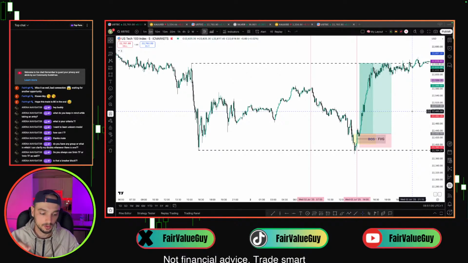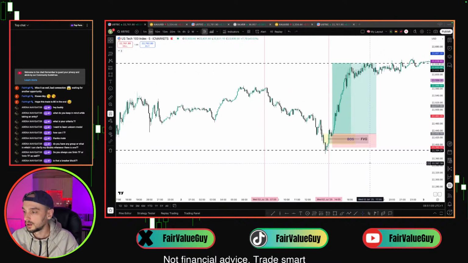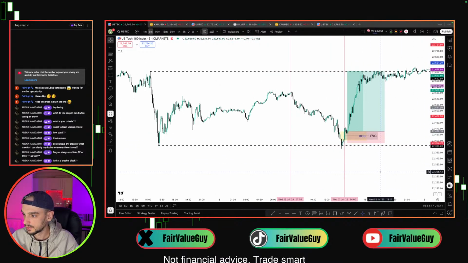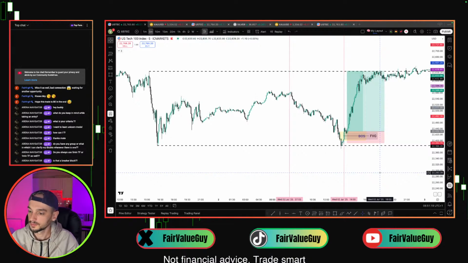Is this a breaker block? Yes, this is a breaker block. Change of character, breaker block is the same. Different names, the same stuff. Do you understand it, or should I explain it one more time? It's really simple, you just need to train your eyes to see it.